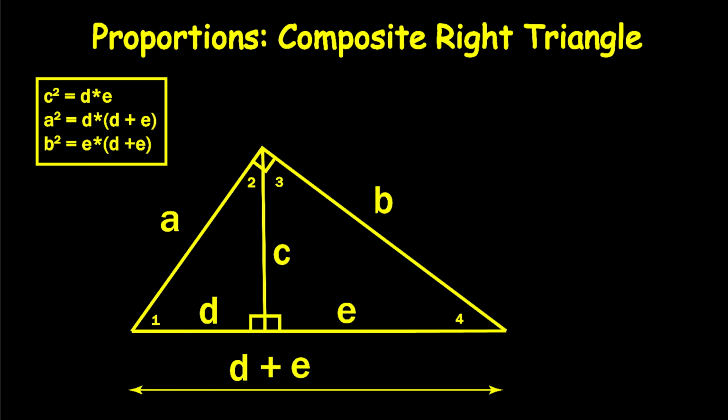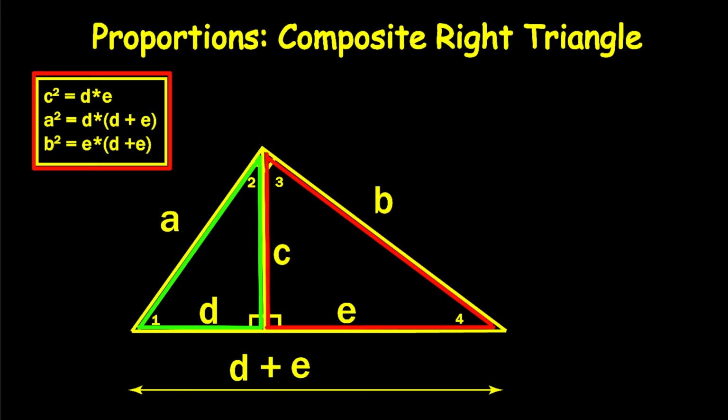In this video, we will be deriving these formulas for proportions of a composite right triangle. A composite right triangle is a right triangle that has an altitude coming from the right angle, forming two more right angles. And that in turn creates a small triangle here in green, a medium triangle here in red, and then a yellow triangle here on the outside. Now, all of these triangles are going to be similar, which we're going to prove here.